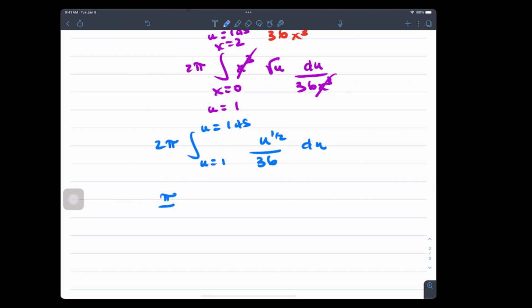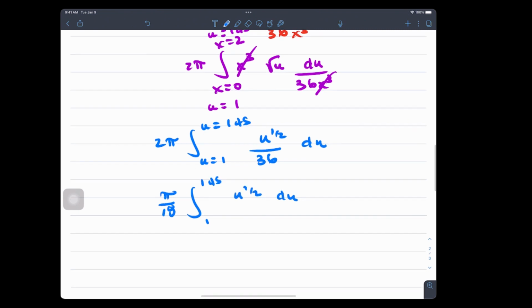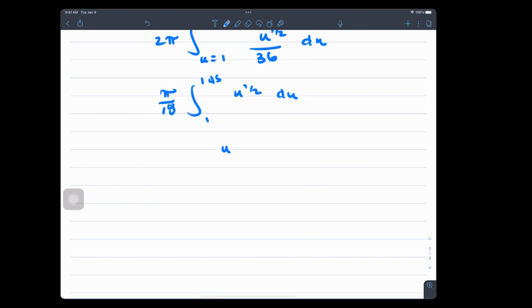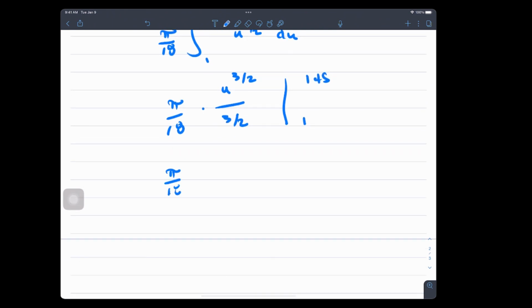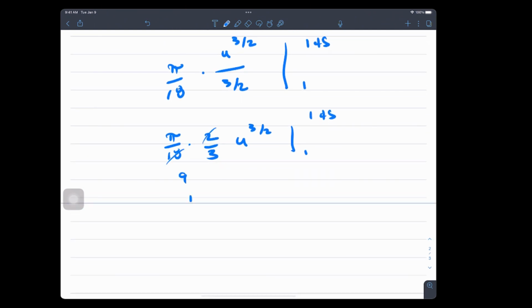So we get pi over 18 if I pull that out, constant. U is 1. So I'm just going to put the 1 and the 145. U to the 1/2 du. This is a straightforward u sub question. And then that's going to be what? What is this going to be? Isn't that u to the what? 3/2 divided by 3/2. Don't forget that factor of pi over 18 from 1 to 145, which is going to be pi over 18, right? Times 2/3 u to the 3/2 from 1 to 145. Pi over 27 u to the 3/2 from 1 to 145.